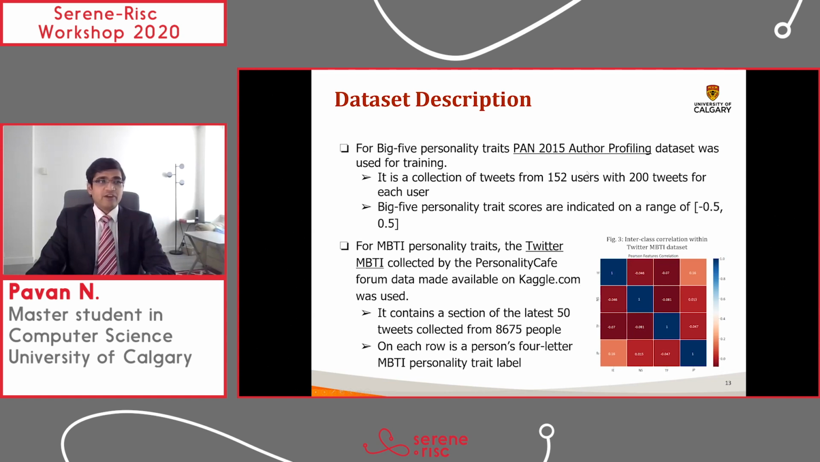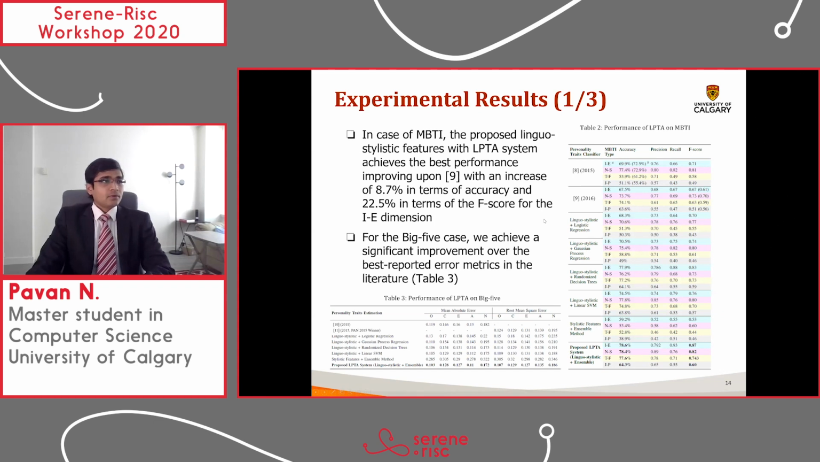And for the Big 5 personality traits, we use the PAN 2015 author profiling dataset for training, which has data from 152 users and 200 tweets per user. So we first train on the MBTI, which has more data, and then also use the same representation which we receive from our genetic algorithm for our Big 5 personality traits. When we performed the experiments and compared with the state of the art, we have shown the results here.